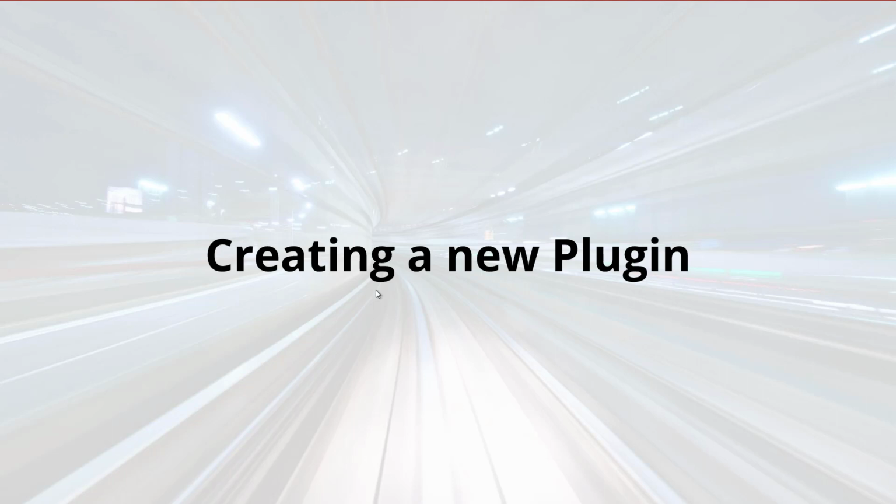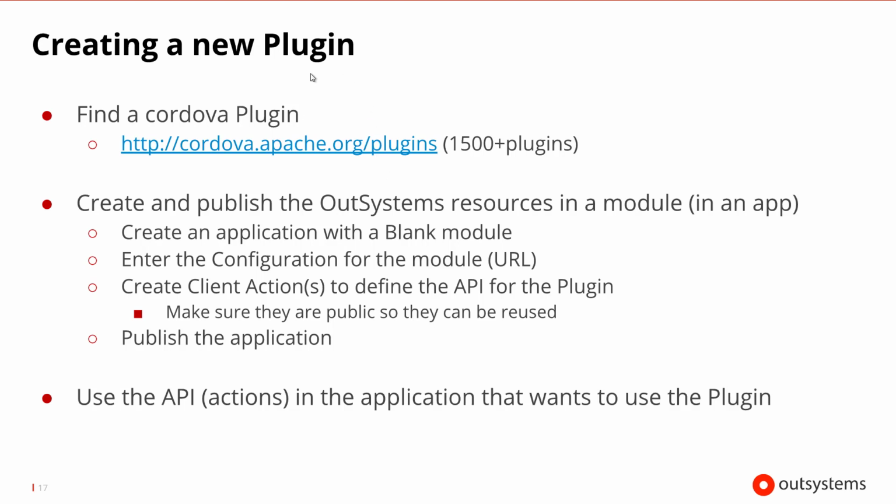So those are some of the base plugins that are available on the Forge. What if we want to create a new plugin? Well, the first step would be to find the Cordova plugin that we'd like to turn into an OutSystems plugin. There are over 1,500 Cordova plugins, so there are quite a few, and we certainly don't have all of these on the Forge at this point.